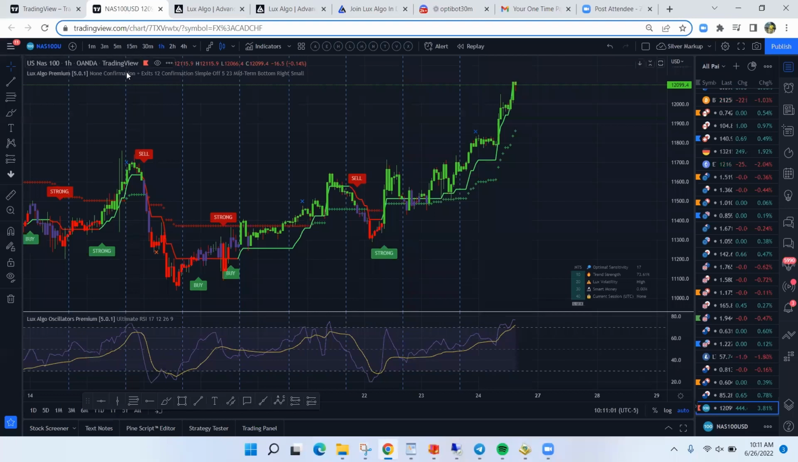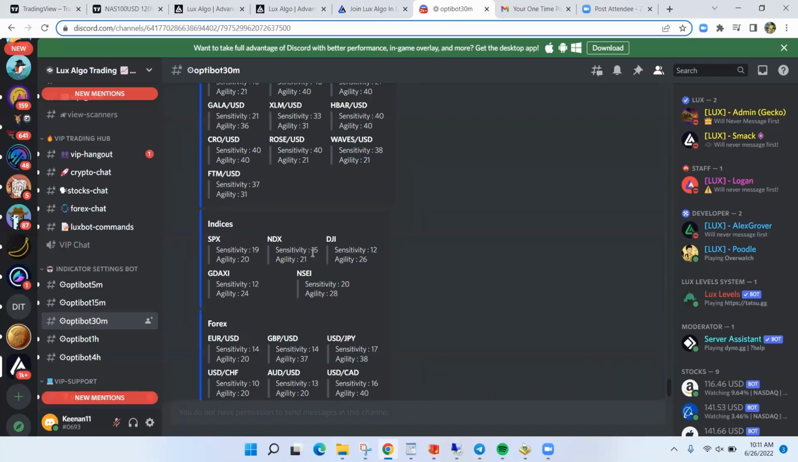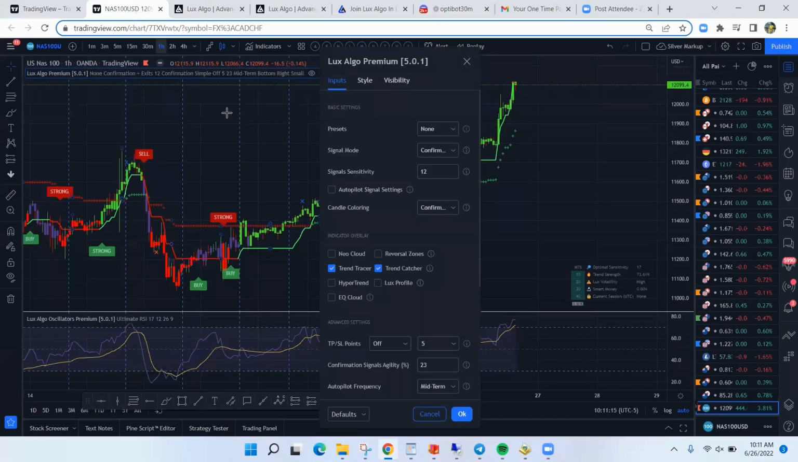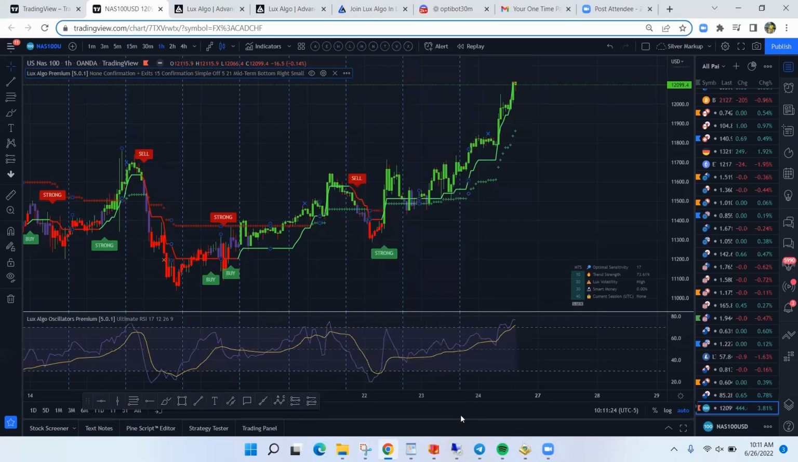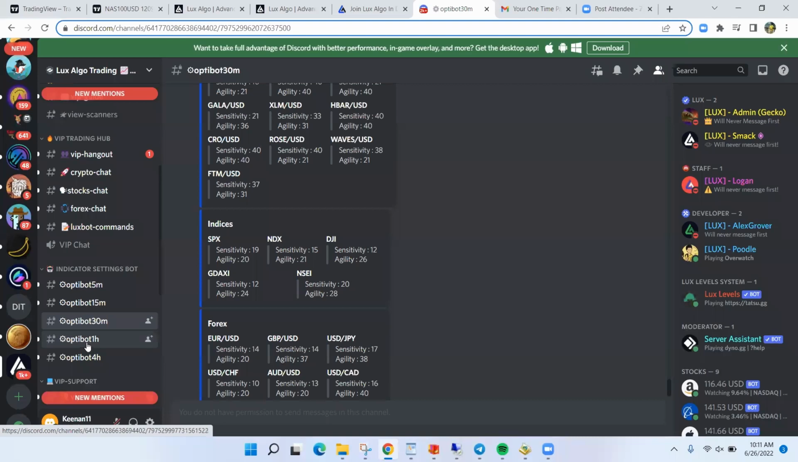So I can go in and follow what the scanner is saying about this particular pair. It said 15 sensitivity, 21 agility. So I can go in, set 15 sensitivity, and go down here to agility and put 21. That's basically what it's been seeing as the best settings for US NAS, and it even goes by the time frame. We saw earlier it is on a 30-minute. You have the 4-hour, you have the 15-minute, different things like that.